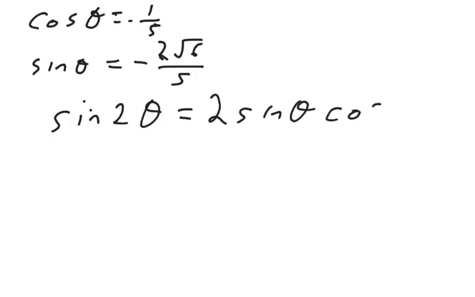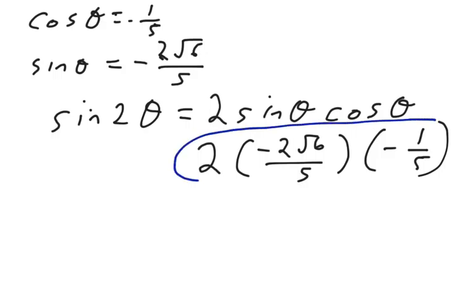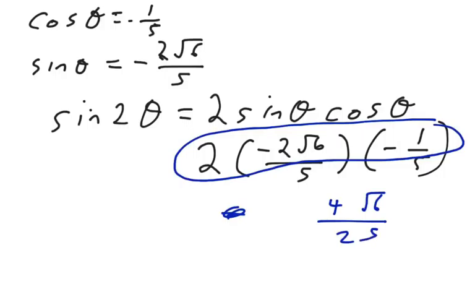And the formula for the sine 2 theta equals 2 sine theta cosine theta. So we found out that the sine of theta was -2 square roots of 6 over 5. And we found out that the cosine of theta was, or we were given this, is -1/5. When I multiply the numerators together, we get two negatives as a positive, so we get 4 square root of 6 over 25.